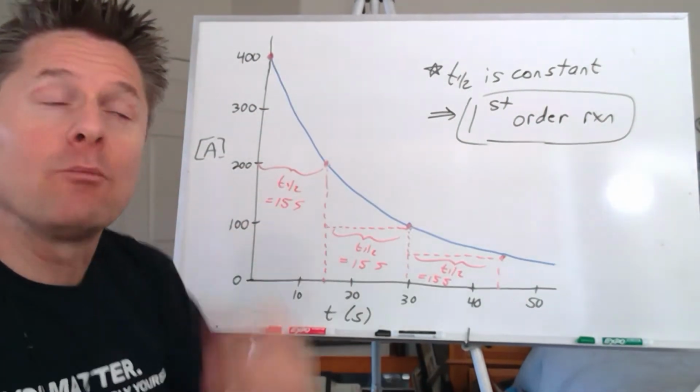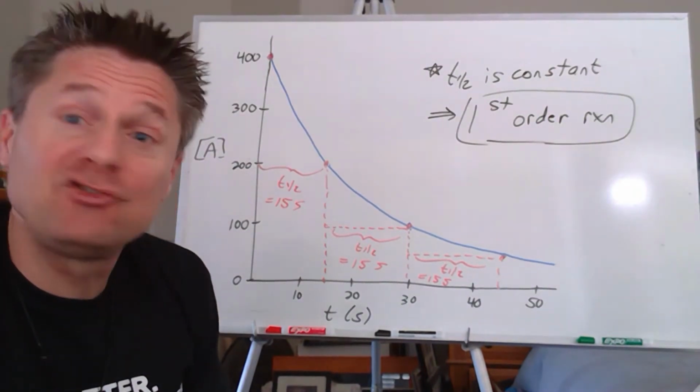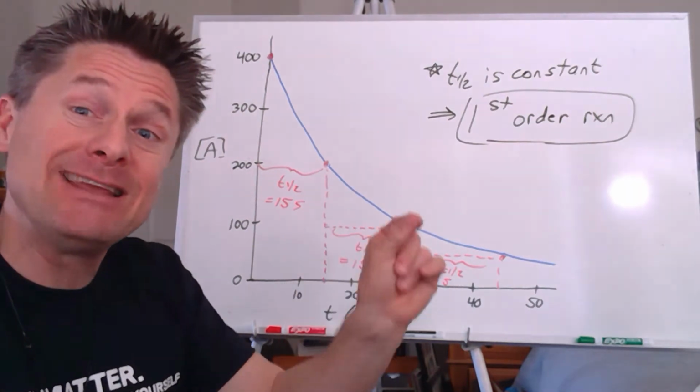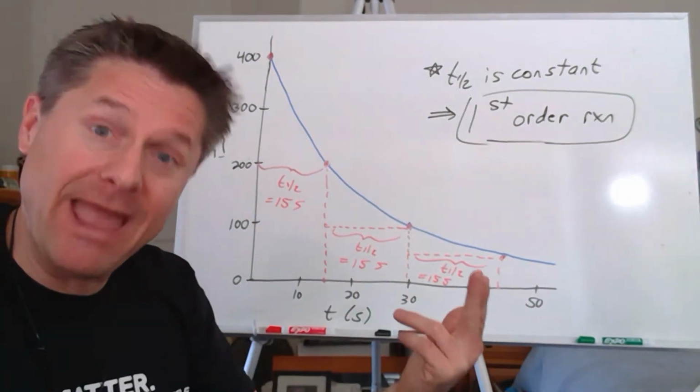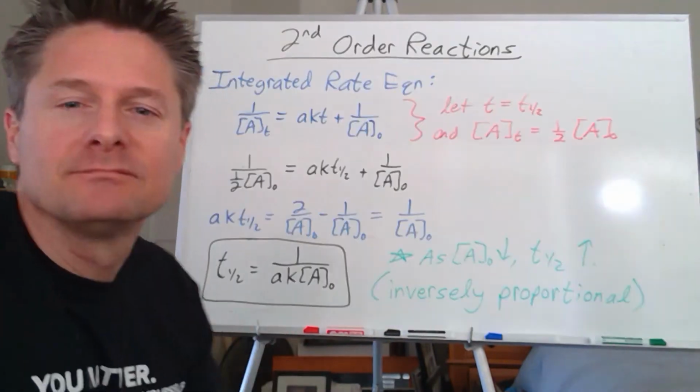You see that function, the way it works its way down. We want to put an equation to that, which we just did. Let's do it for second order. So take the integrated rate equation for second order reactions, plug in T1/2 for T, 1/2 A0 for At, see what you get. Test yourselves!